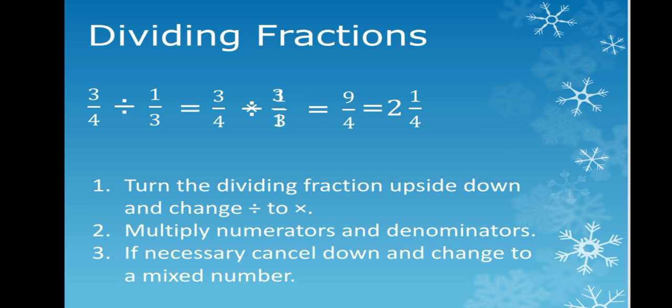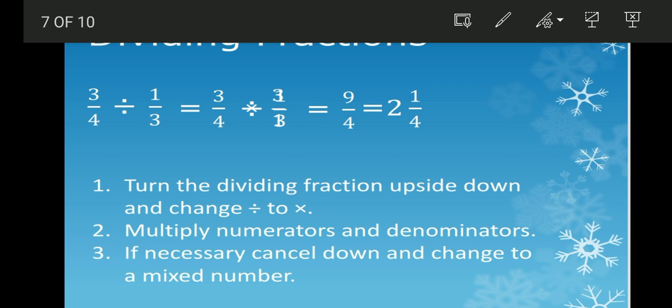Like over here, 3 by 4 divided by 1 by 3, you are going to invert or take the reciprocal of the fraction 1 by 3 into 3 by 1, and when you take the reciprocal, the divide sign will change into multiply, and then you can do the same as you were doing in the multiplication.